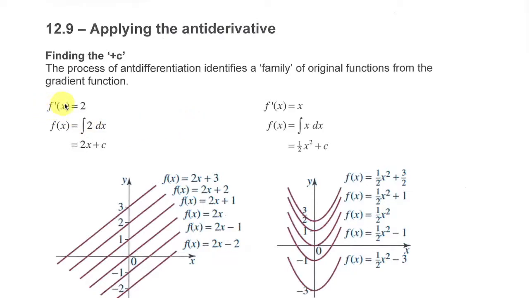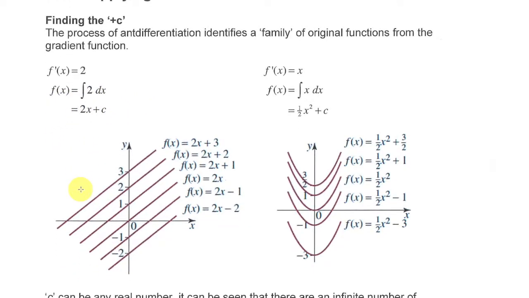F prime of x equals 2. F of x, the original function, is going to equal the antiderivative of 2 with respect to x. So I'm going to end up with 2x plus c. If I look at a family of rules that will work in this linear format, you can see I can come up with all of these, and they're all very different. So the c represents 3, 2, 1, 0, negative 1, negative 2.